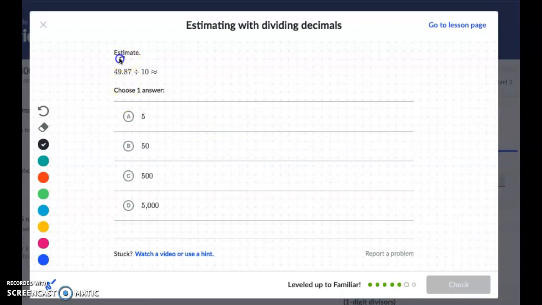49.87 would be really close to 50, and 50 divided by 10 is 5.